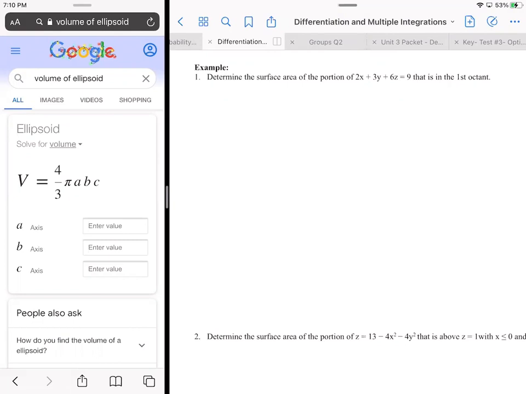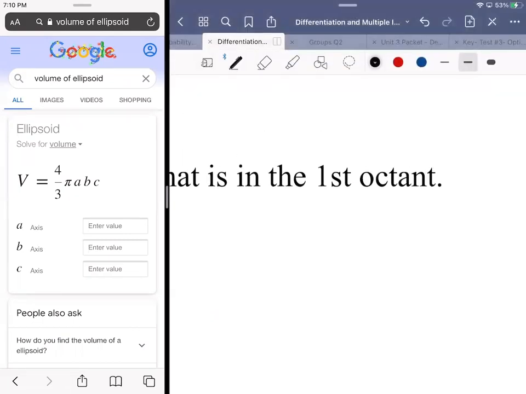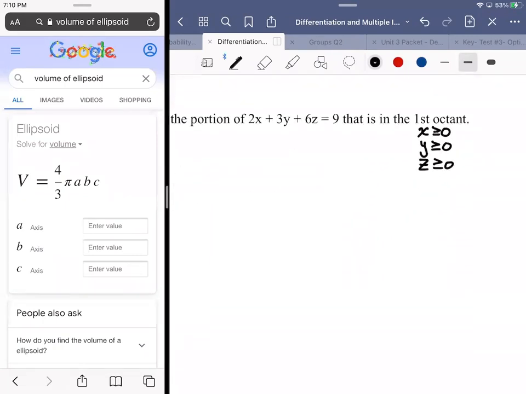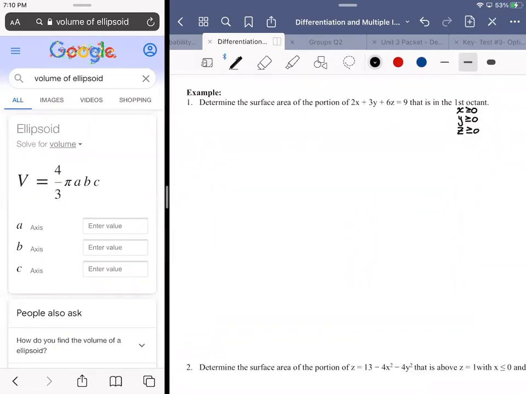So in the first octant, we know a few things. We know that x is greater than or equal to 0, y is greater than or equal to 0, and z is greater than or equal to 0. Which is great. We have some nice restrictions that we can work off. If we didn't have that, we'd be staring at this problem for a while. Next up would be setting up our relation using the formula.